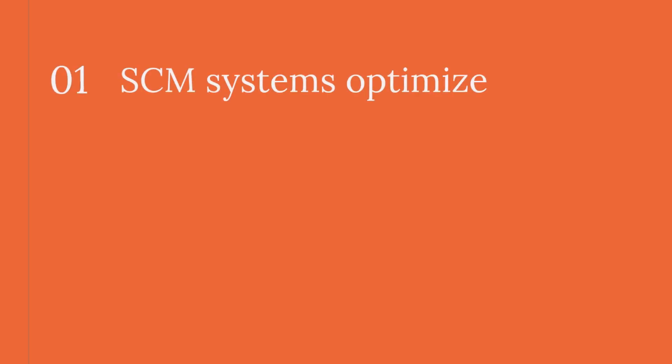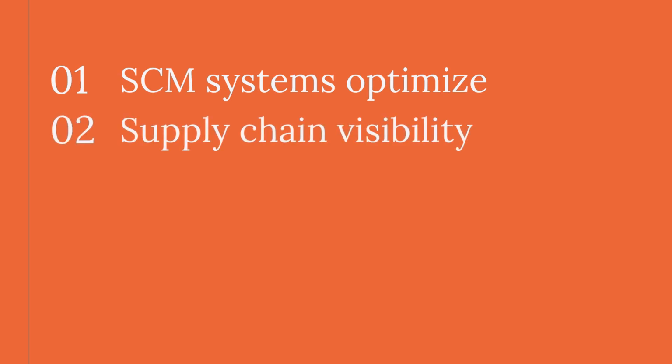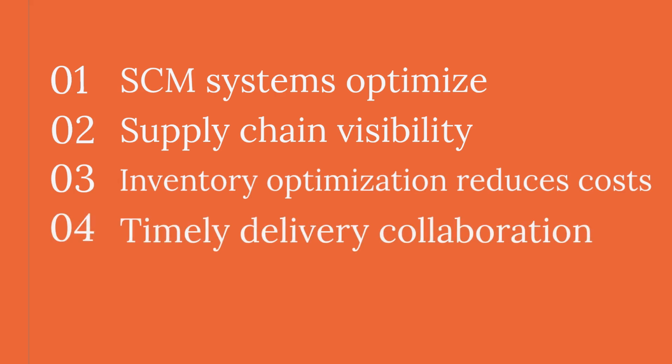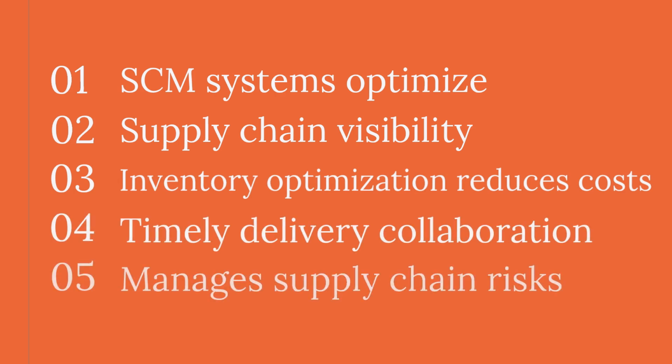SCM systems optimize supply chain activities. They offer visibility from procurement to delivery. Inventory optimization reduces costs and stock issues. Collaboration ensures timely deliveries. SCM manages supply chain risks effectively.